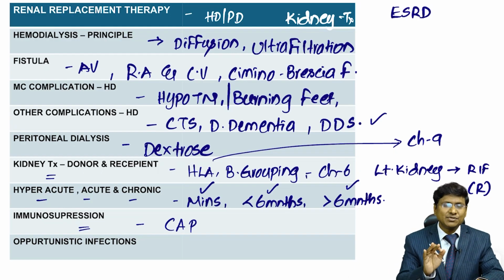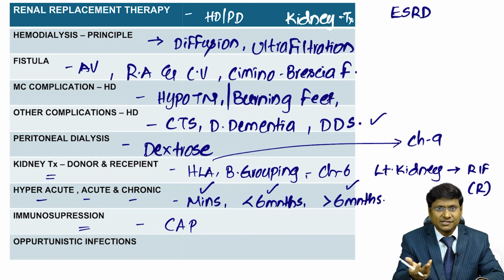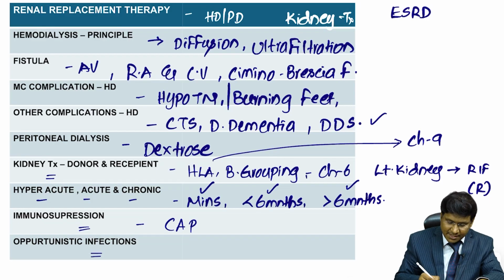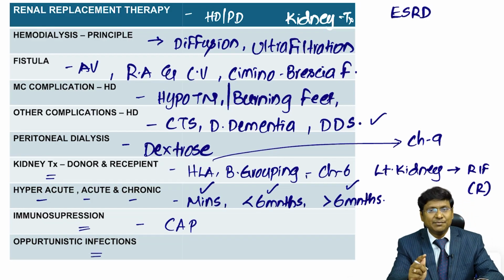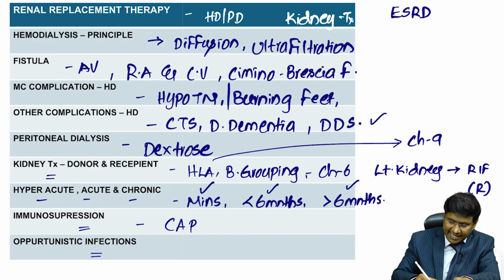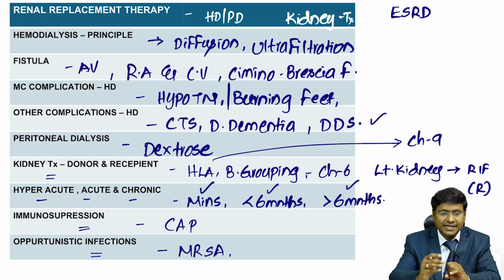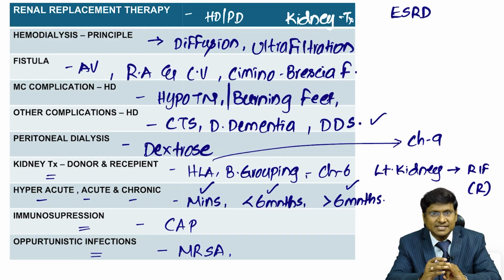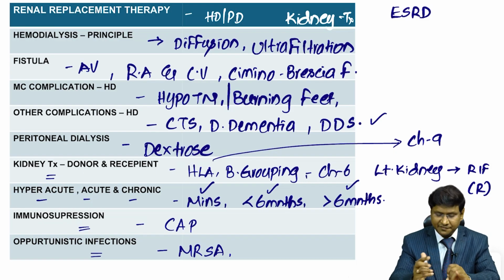So these are the immunosuppressant drugs which will prevent the rejections. But the problem is, whenever you are giving these immunosuppressants, there is an increased chance of opportunistic infections. And the very common opportunistic infection is, number one, MRSA, that is methicillin resistant Staphylococcus aureus, which is one of the important opportunistic infections.